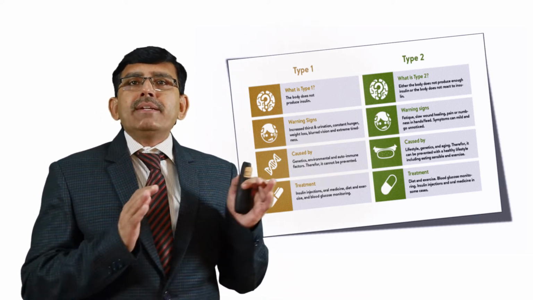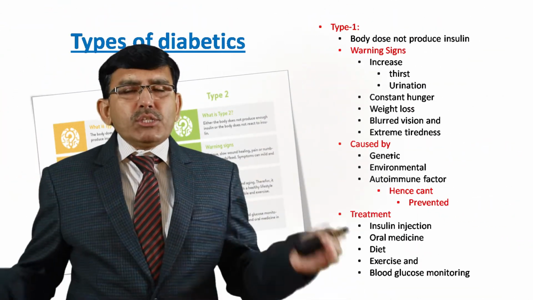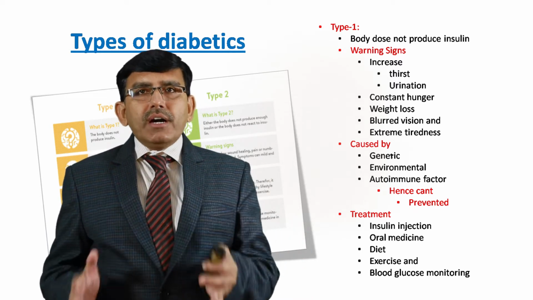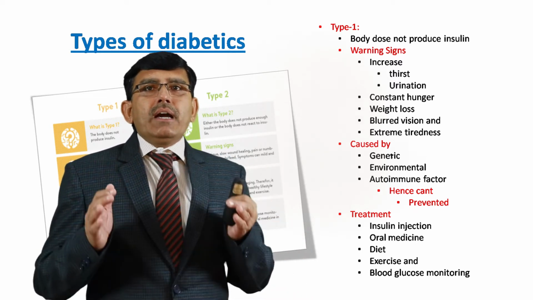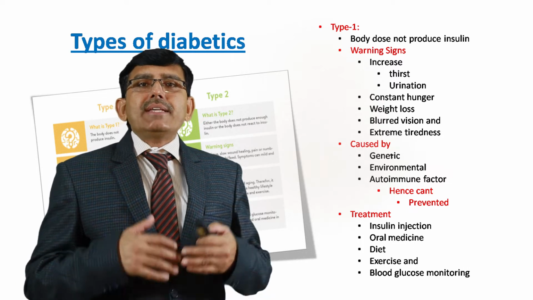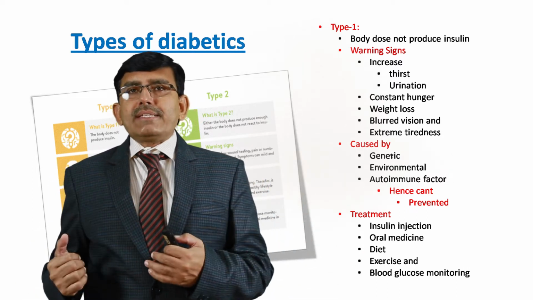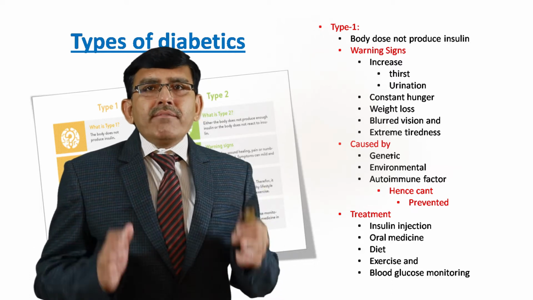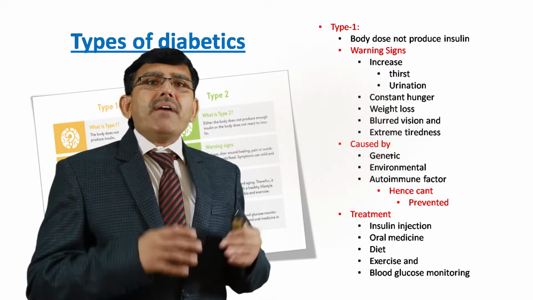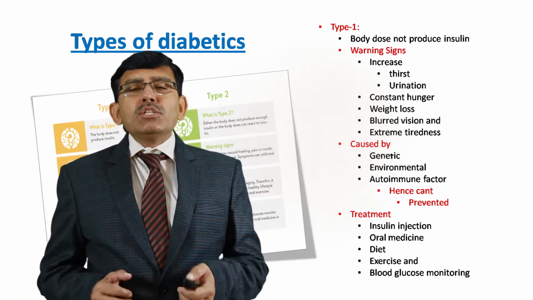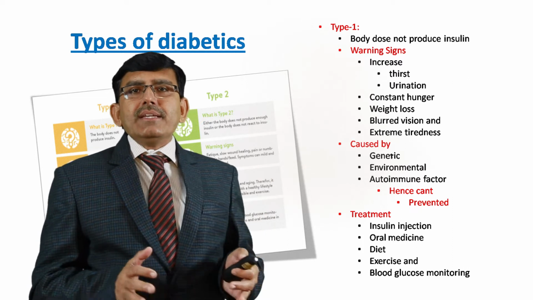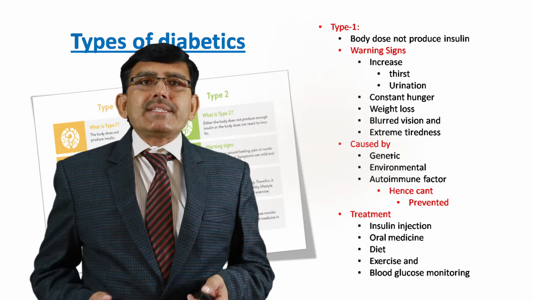all subjects. In type 1, the body does not produce insulin. We have certain warning signs of this type like increased thirst, urination, constant hunger, weight loss, blurred vision and extreme tiredness. This happens due to various causes like genetic, environmental and autoimmune factors, hence it can't be prevented. The treatments for type 1 are insulin injections, oral medicine, diet, exercise, blood glucose monitoring, etc.